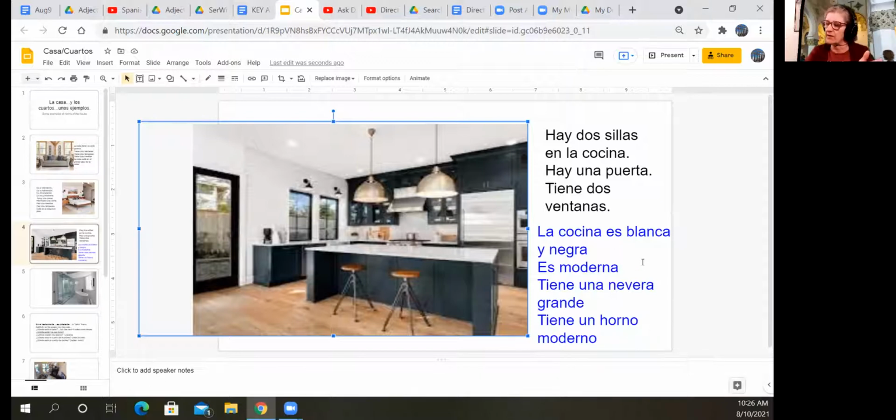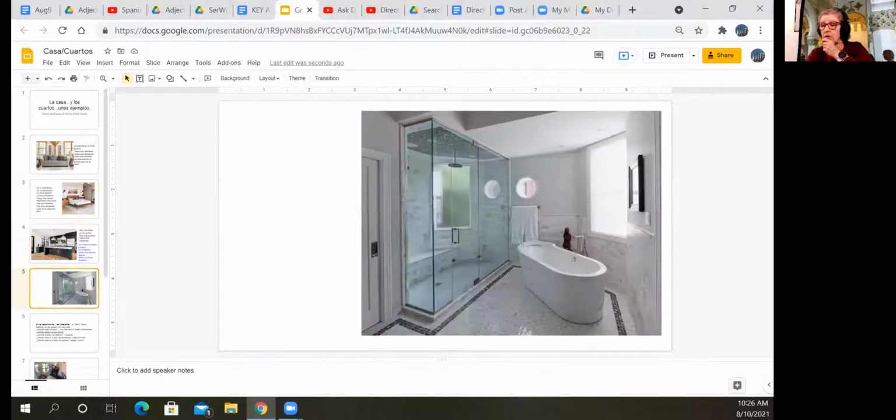So notice moderna talking about the whole kitchen. La cocina is moderna, but moderno talking about horno, an oven, is a masculine word because horno is masculine. See? Bien? Okay.